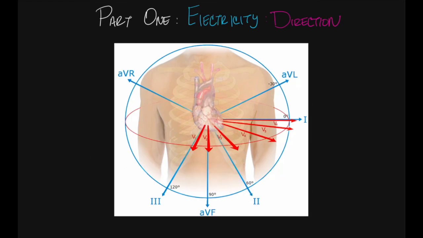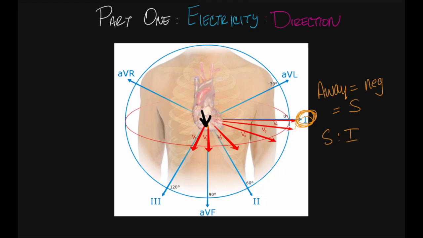So if our electrical vector is shifted towards the right ventricle, we see that in lead 1, the electricity is going to start moving away from lead 1. So we're going to get that away equals negative equals S. So we get an S wave in lead 1.